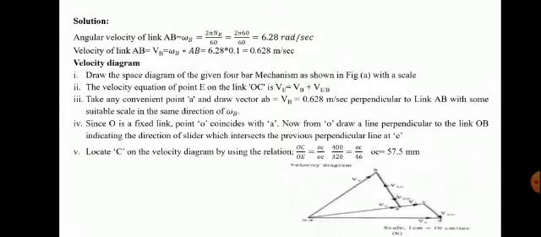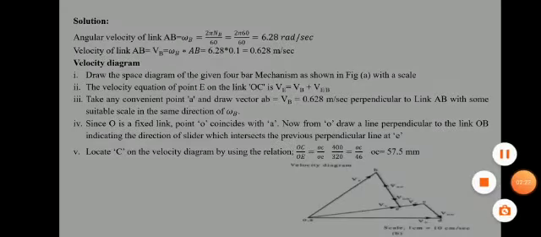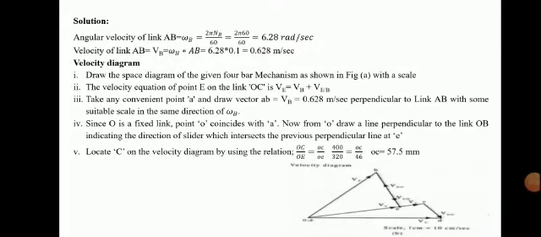Now you can see the angular velocity of the link AB, omega B, is equal to 2 pi N by 60, which is 6.28 radian per second. Velocity of B, VB, is equal to omega B into AB, which is 6.28 into 0.1, equal to 0.628 meter per second. Now draw the space diagram of the given 4-bar mechanism as shown in the figure with the scale.